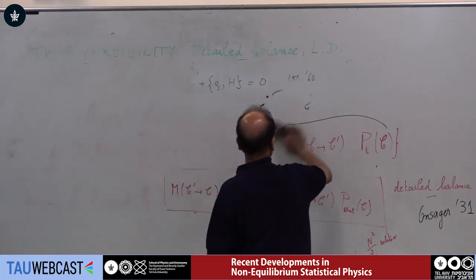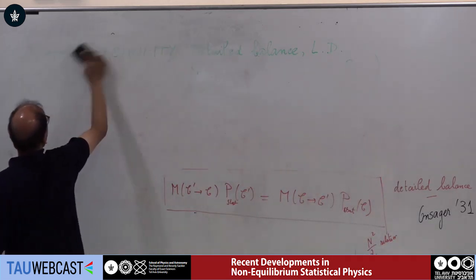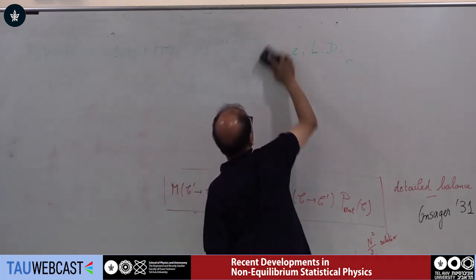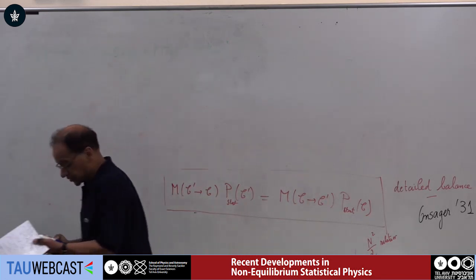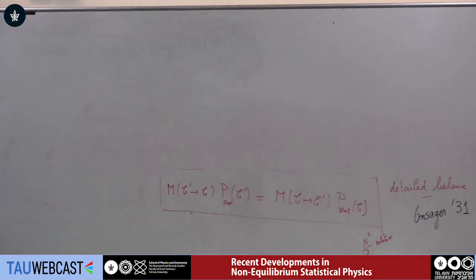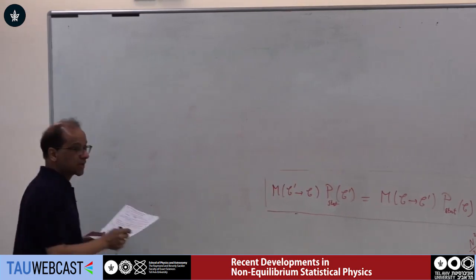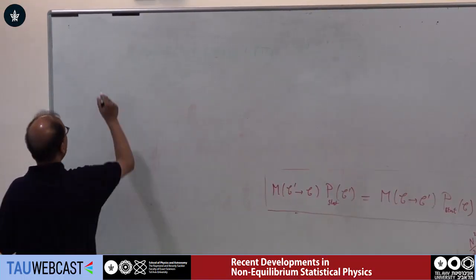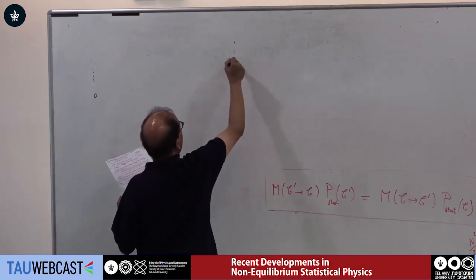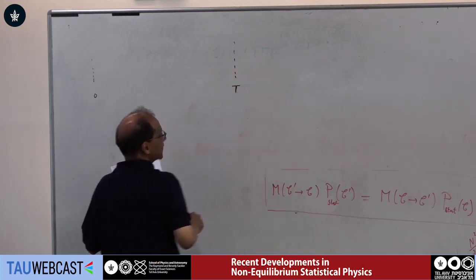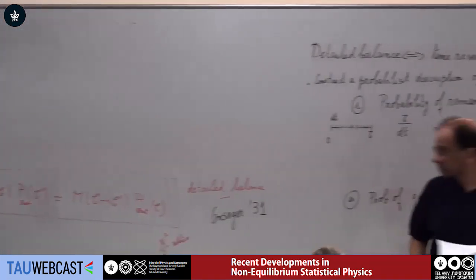So I consider that I do some experiment which lasts a time capital T, and I look at what my system is doing during that time. My system is in the stationary state, and I start somewhere. I'm making a movie of my system between time 0 and time capital T. So it's not a temperature, it's a final time. And my system is evolving. It's starting at configuration C0.